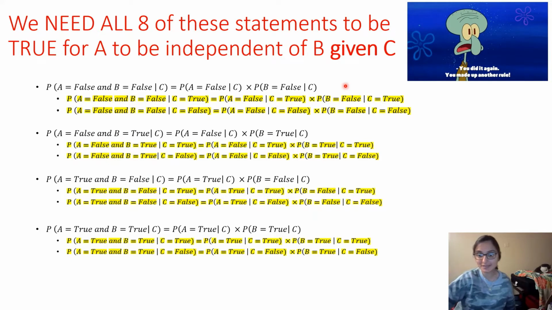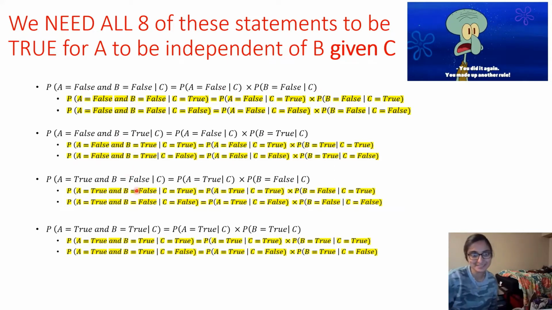So there are these 2 outcomes of C, C being true or C being false, and we need to condition on each of those. So again, you see 2 for each, when C is true and when C is false. So for each of these 4, we're considering C is true and C is false. So 2 outcomes for each of these 4 statements. Thus, we have those 8 outcomes that we're seeing. So what we're seeing here again is probability A is false and B is false given that C is false equals probability A is false given that C is false, multiplied by the probability B is false given that C is false here.